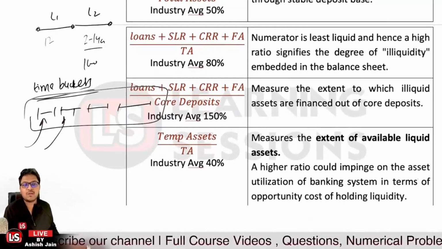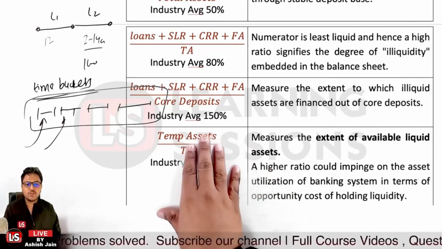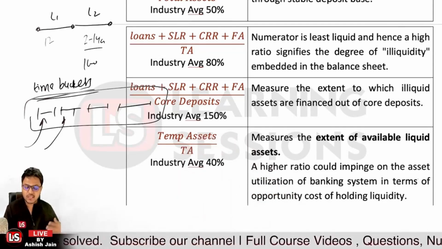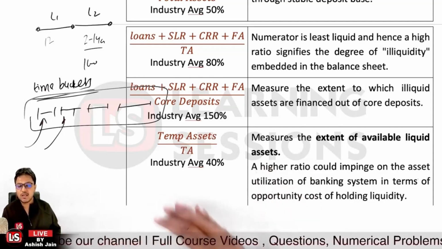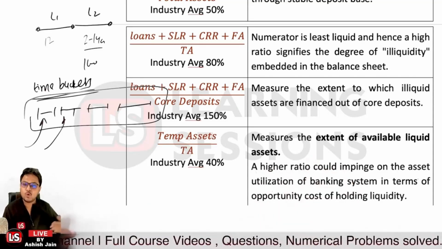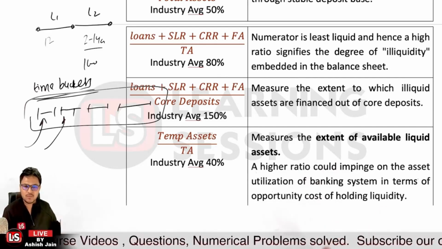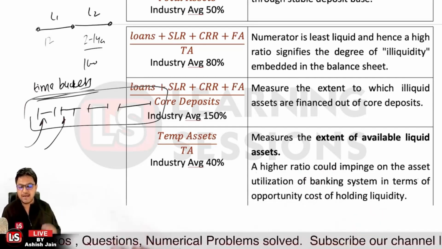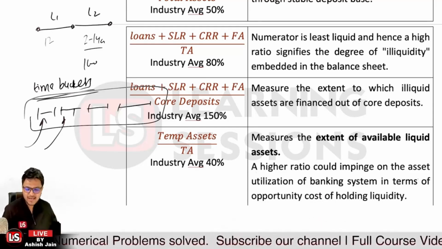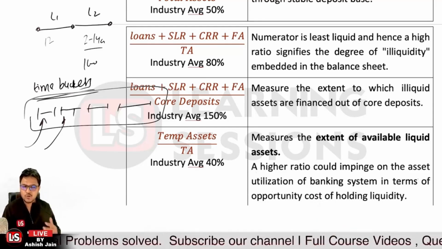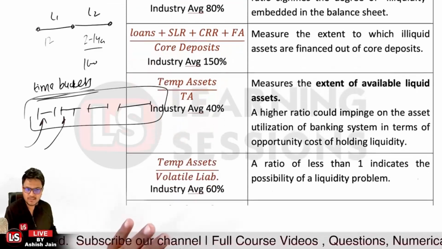And further it's related to temporary assets to the total assets. Now, temporary assets are the liquid assets that you are holding right now. So it tells about the ratio of liquid assets you have to the total assets. And definitely a larger ratio is also not good, because if you have a very high number of liquid assets, that means you are not utilizing those assets, and it's an unnecessary cost that you are bearing. So that's not required. The industry average is kept at 40% in this scenario.